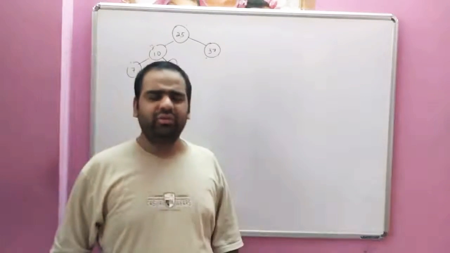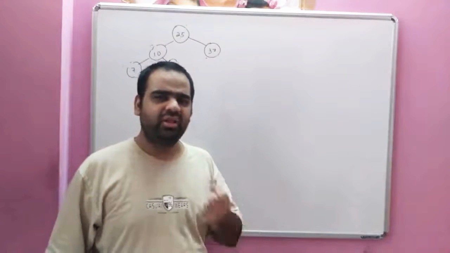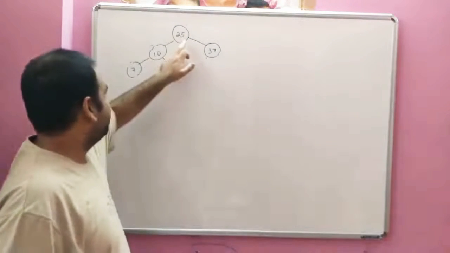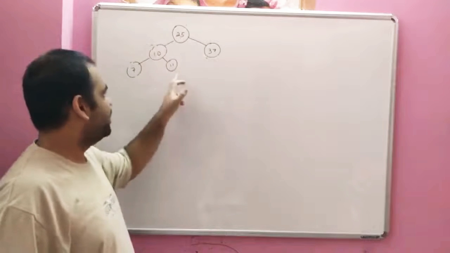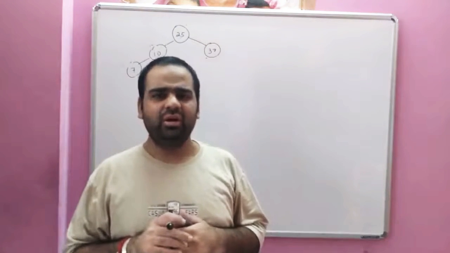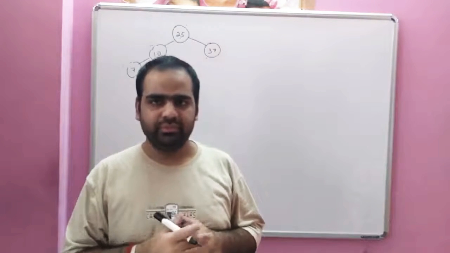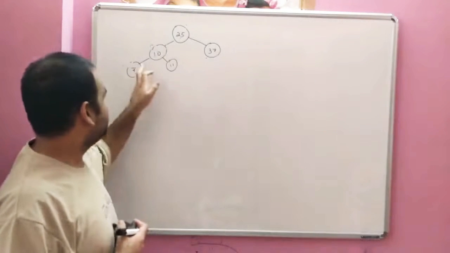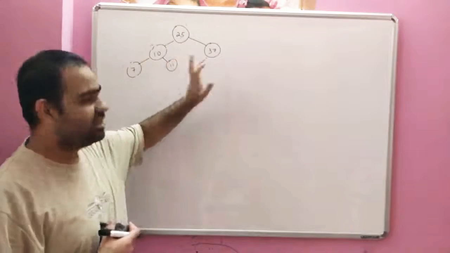Let us see how we count the number of nodes, that is the size of the tree. How many nodes are there? 1, 2, 3, 4 and 5. Now if I do in-order traversal, I visit every node. Right, because what is in-order traversal? 7, 10, 11, 25, 37.